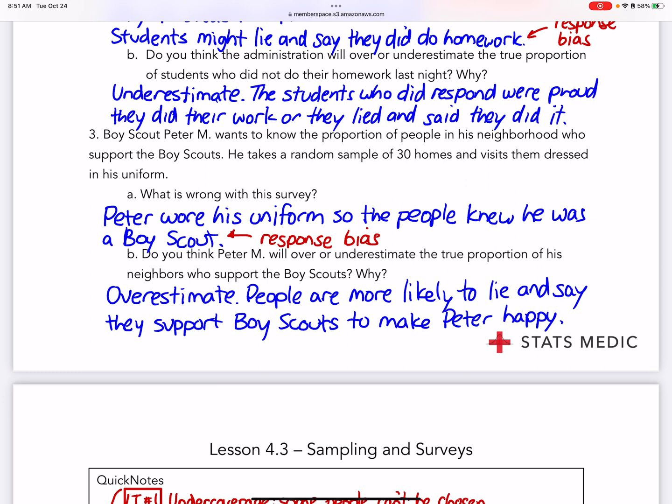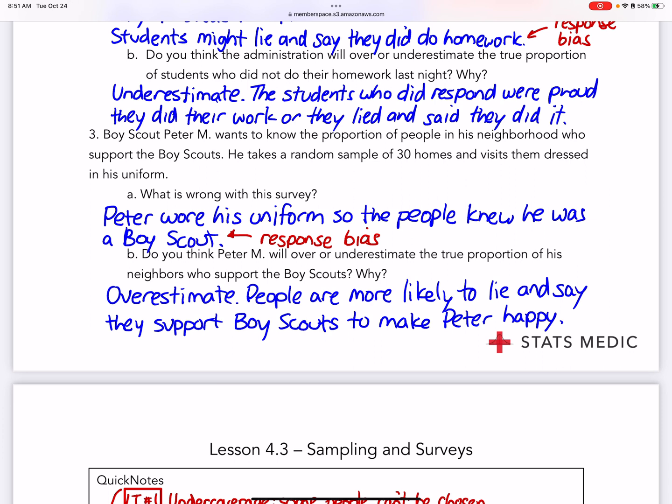Remember, response bias is anytime you have a question that potentially can cause some of the respondents to not tell the truth. So you want to try to make your questions and the atmosphere in a way that as many people as you can get feel comfortable to tell the truth.